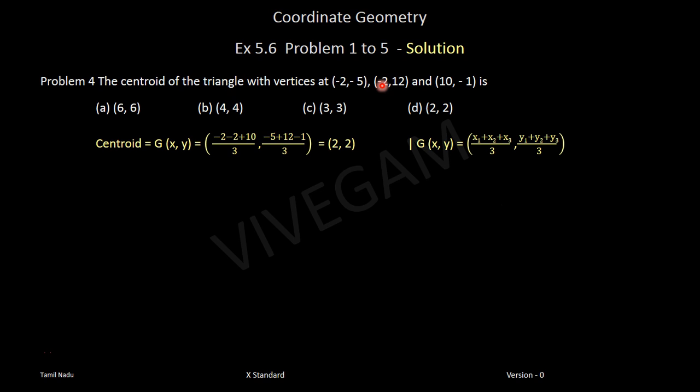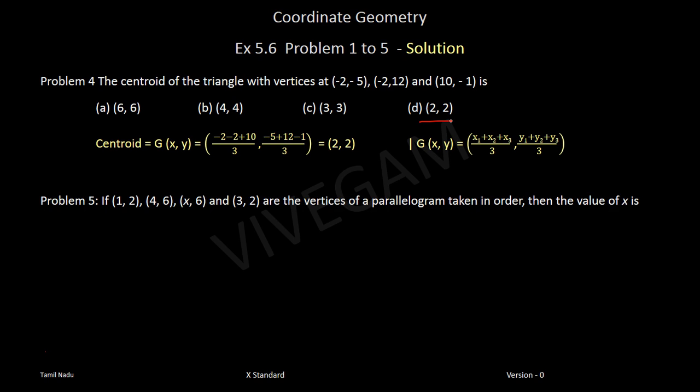So that will be (-2 + 2 + 10) divided by 3, (-5 + 12 - 1) divided by 3. So -2 and 2 will cancel. Sorry, they don't get cancelled. So -2 + 10 is... sorry, -2 - 2 is -4. So -4 plus 10, that is 6. 6 by 3 is 2. And -5 - 1 is -6. So 12 minus 6 is 6. 6 divided by 3 is 2. So the point is (2, 2). So if you look at it, it is option D. Right? Okay, now let's go to the last in this video.